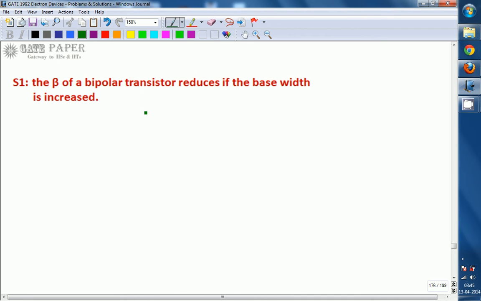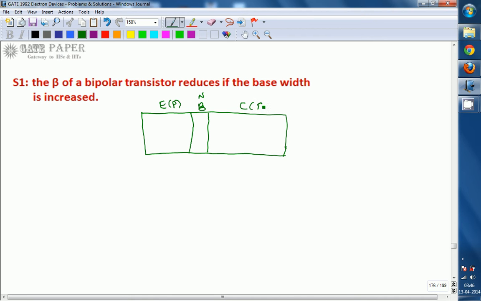So if you are going to check the operation, let us assume we are going with a PNP transistor, and we know the characteristics of emitter, base and collector. Generally the emitter is heavily doped, the base is lightly doped and very thin, and the collector is moderately doped but has a very large area. So this is a PNP transistor: the emitter is P type, the base is N type, and the collector is again P type. Normal transistor operation is when the transistor works as an amplifier.